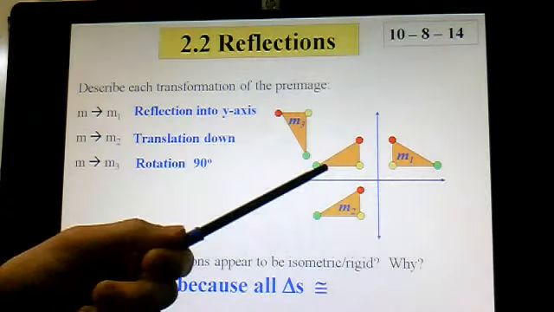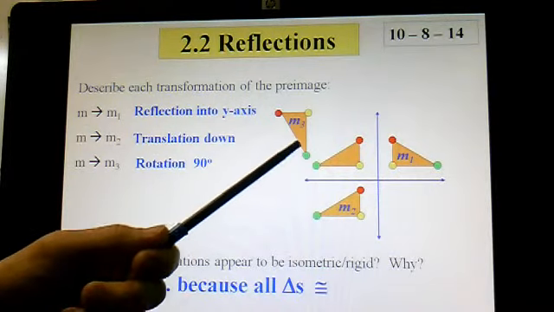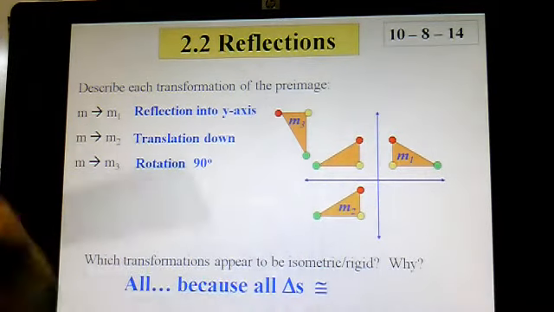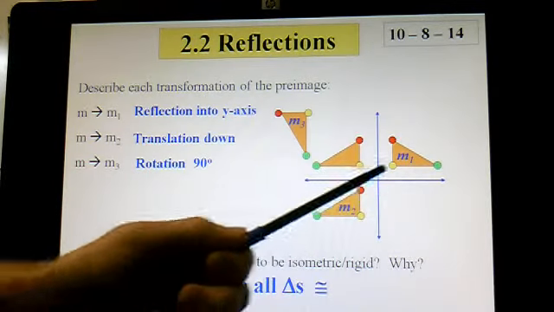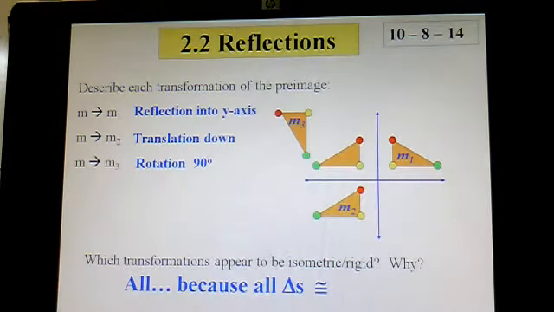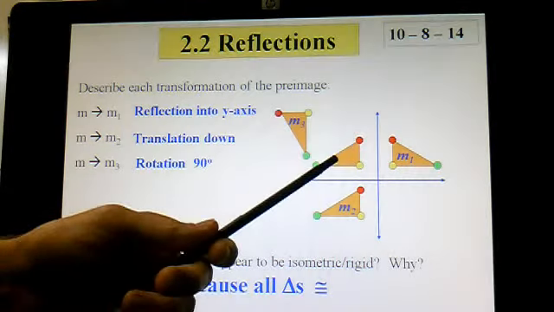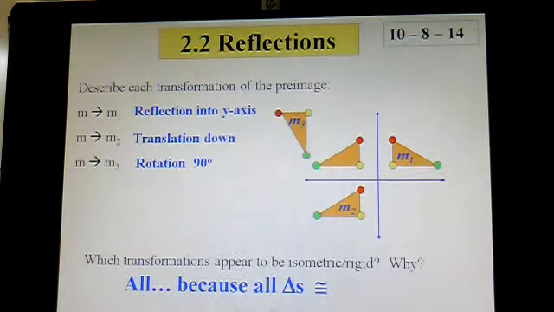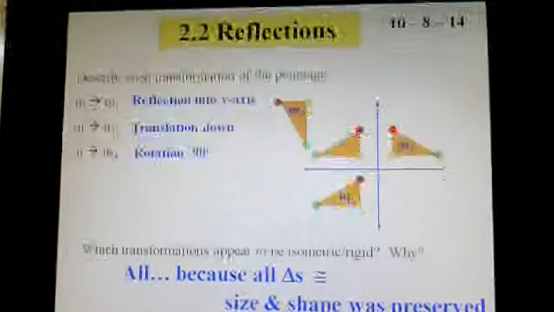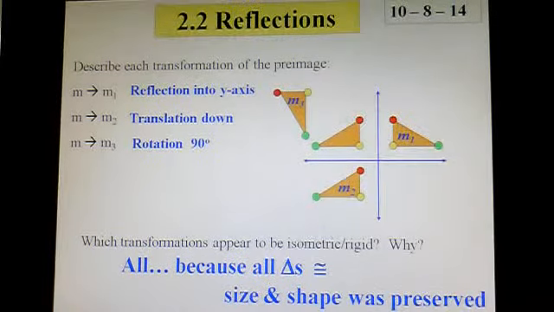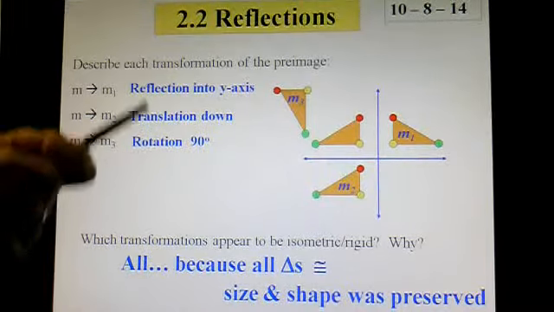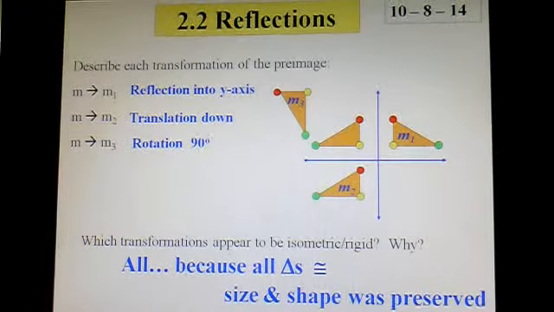So the green angle here would be congruent to the green angle here, and here, and here. They're congruent in every situation. The side lengths, green to yellow here, is the same as green to yellow here, or here. So they're all congruent. Another way you could say that is the size here is the same as the size here, and the shapes are the same. So size and shape are preserved. That's another way of explaining it, just refreshing the three words from yesterday, and then the words isometric and rigid.